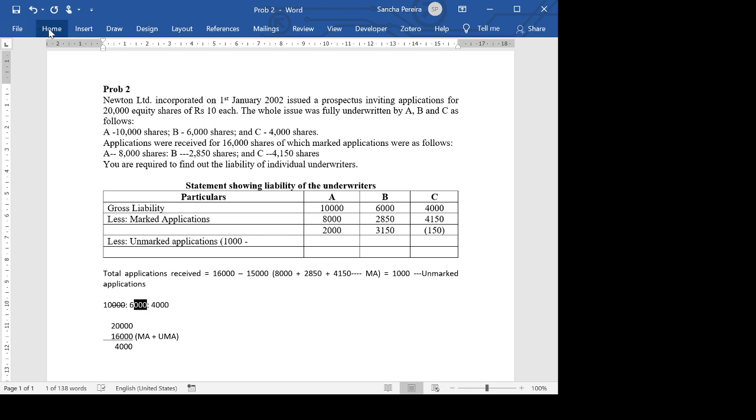I'm just doing this for people who may not be very familiar in calculating this. Many of you may also know it already.